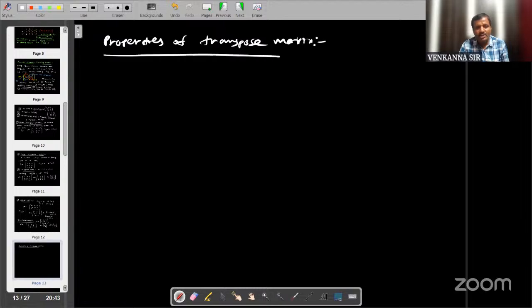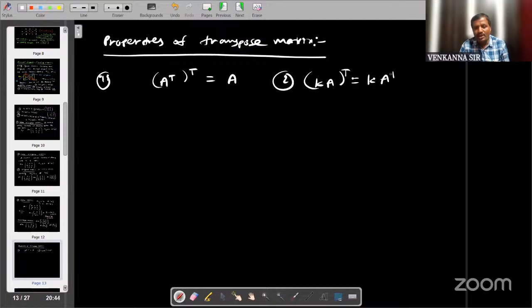Properties of the transpose matrix. First one is (A transpose) whole transpose, which is equal to A. Second property is (kA) whole transpose, which is k into A transpose, where k is the constant. So there is no effect with the constant k. k remains as it is, right?